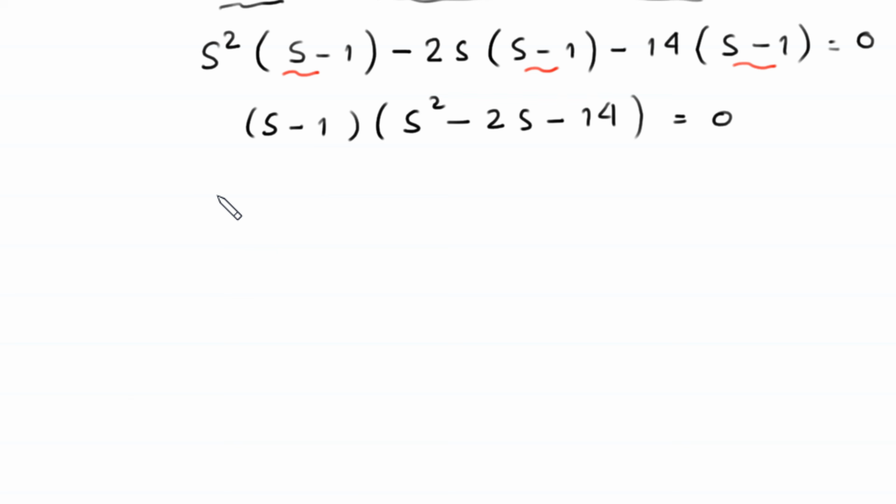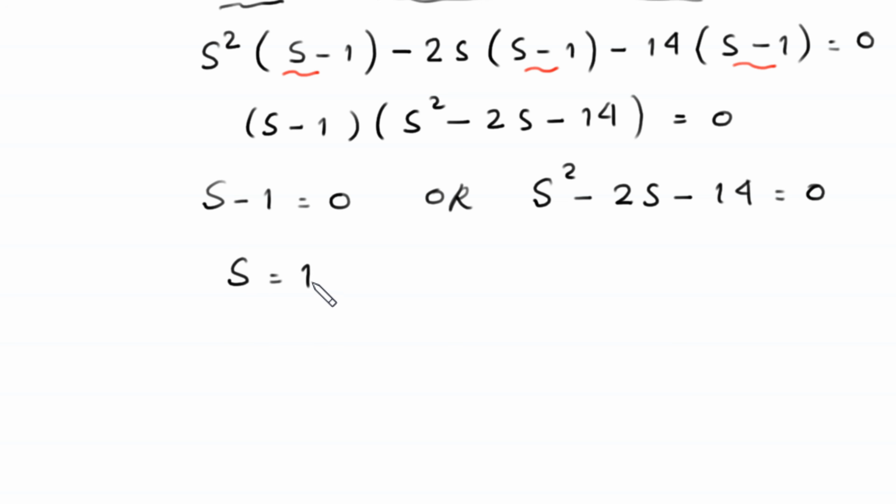Now from here, either this expression s minus 1 equal to 0, or this expression s squared minus 2 times s minus 14 equal to 0. From this equation we get the value of s equal to 1. From this quadratic equation, this is not factorable, so we solve it by completing the square method. We write this s squared minus this 2 times s. This negative 14 can be written as plus 1 minus 15 equal to 0.